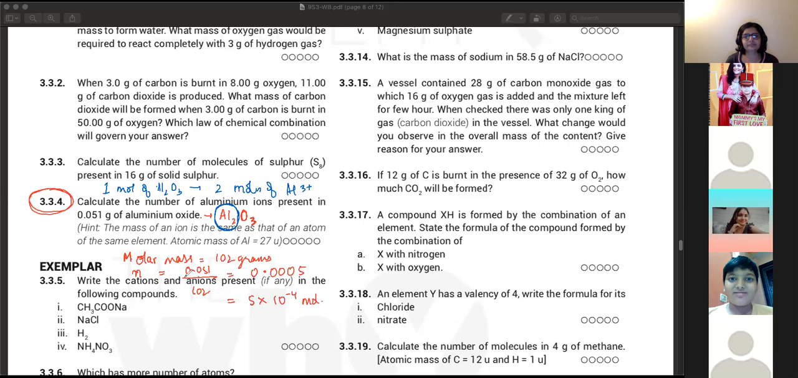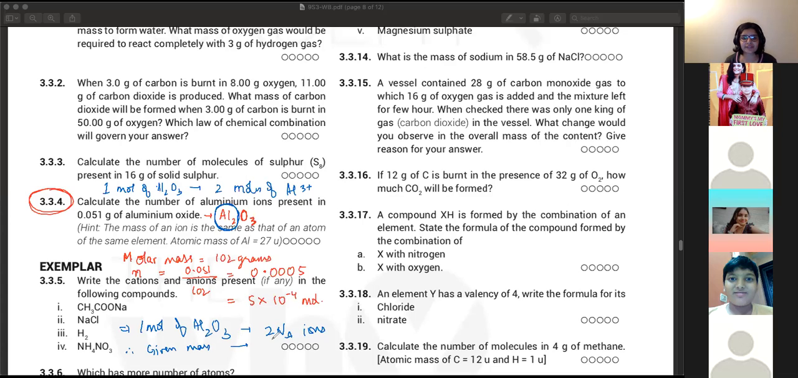We'll not multiply this, I just kept it like that. Now, ma'am, we know 1 mole. How many aluminum ions are present in 1 mole? Now we'll multiply 0.051 grams into the number of ions found in 1 mole of Al2O3. So we'll get 6.022 into 10 to the power of 20.